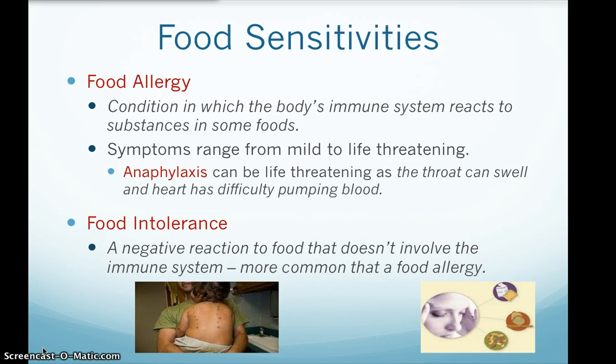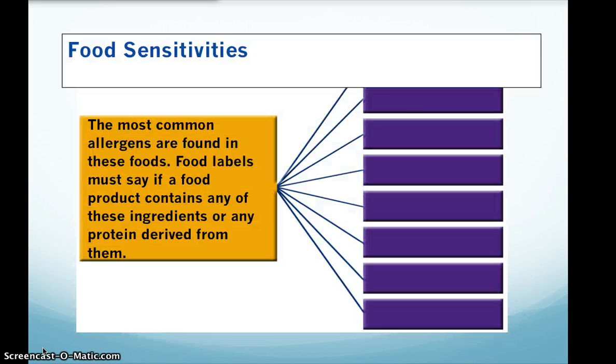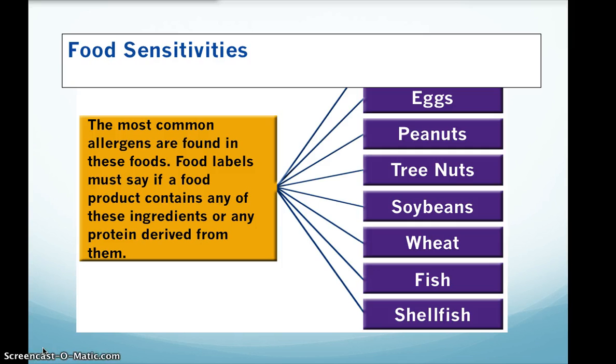Some people develop a food intolerance. This is a negative reaction to food that doesn't involve the immune system. More common than a food allergy. So maybe somebody might get constipated, they might get diarrhea. They're not allergic to the food, but the food just doesn't necessarily settle very well within their system. Some common foods that people are going to have sensitivities to: eggs is very common, peanuts, tree nuts, soybeans, wheat, fish, shellfish. There's obviously other sensitivities out there, but these tend to be the most common.